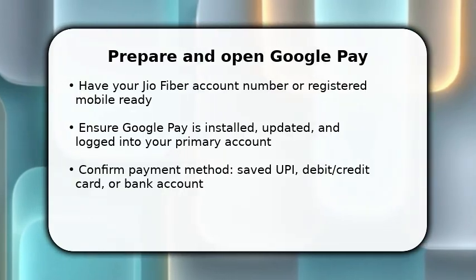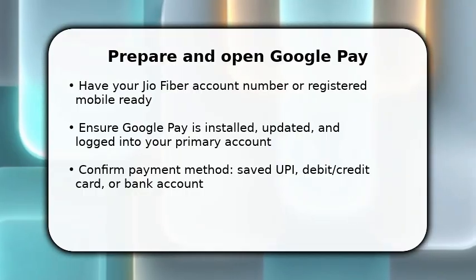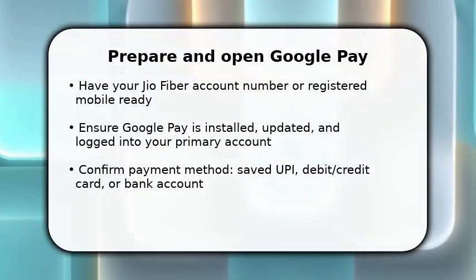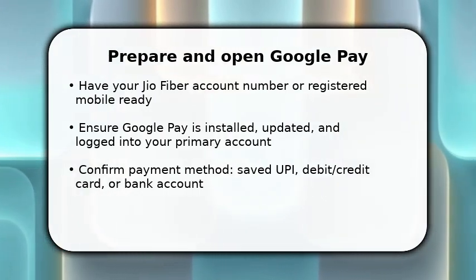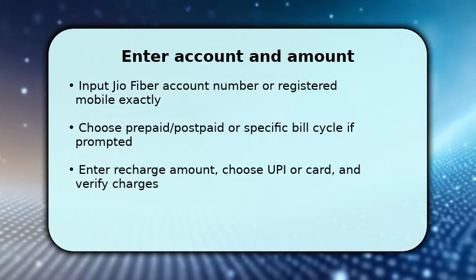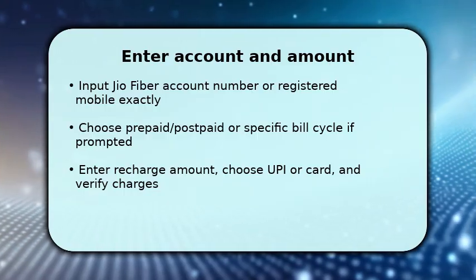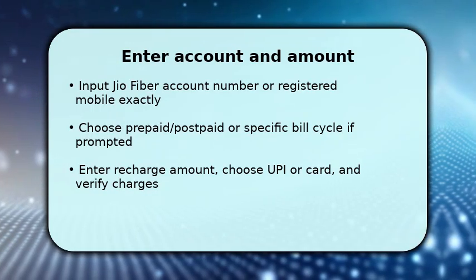Select it. Make sure the account details you enter match the Jio record to avoid payment routing errors before moving to amount entry. Now enter your Jio Fiber account number or registered mobile carefully. Small typos cause failed or misapplied payments. After entering details, Google Pay often displays the subscriber name. Confirm it. Next, type the recharge amount or pick a plan if shown. This ensures you're paying the correct cycle.